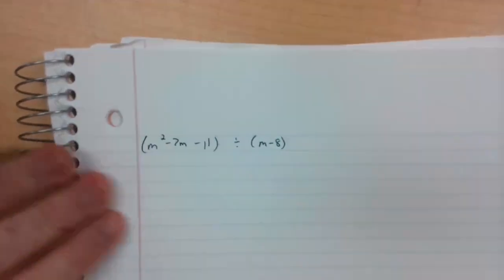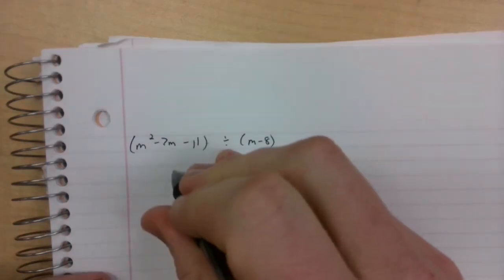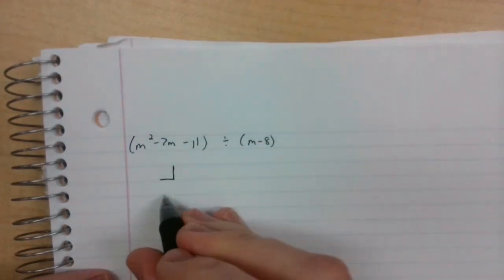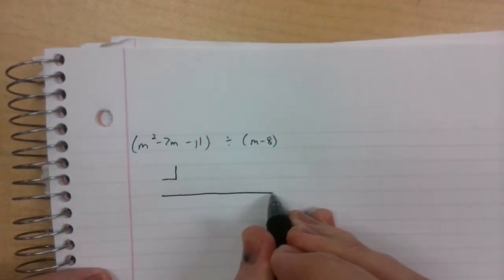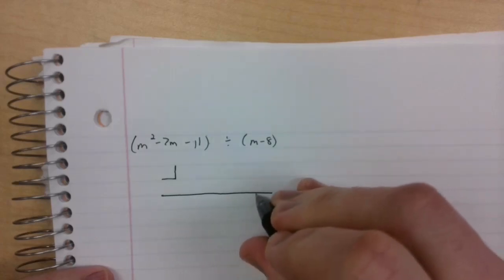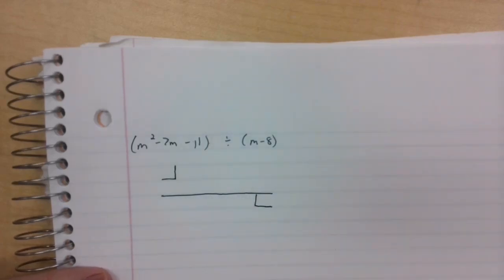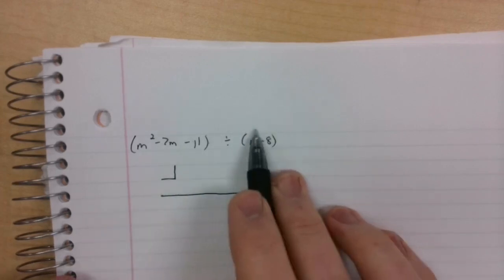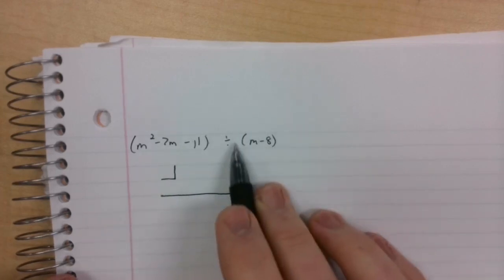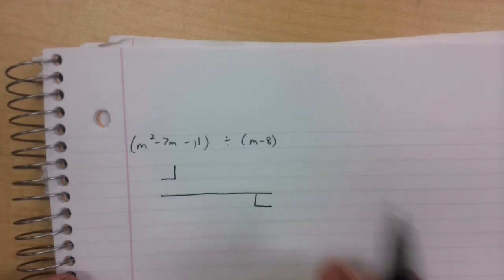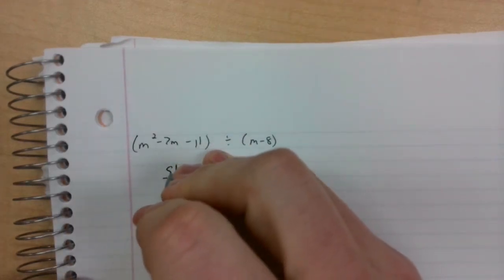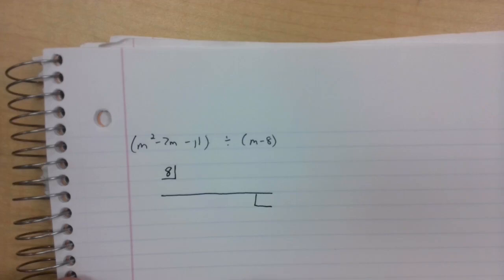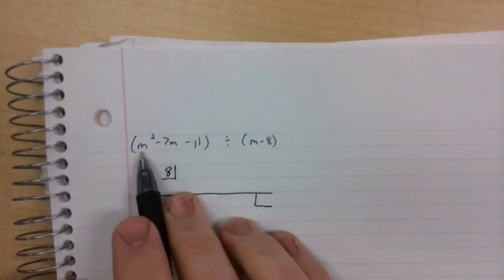Now, synthetic division is going to set up with something that looks like this, right? We're going to have a box, we're going to have a line, and we're going to have another box. To fill this first box up here, we say, what makes this equal 0? What number can I plug in for m that when I subtract 8, I get 0? That's going to be positive 8. So I put a positive 8 right there.